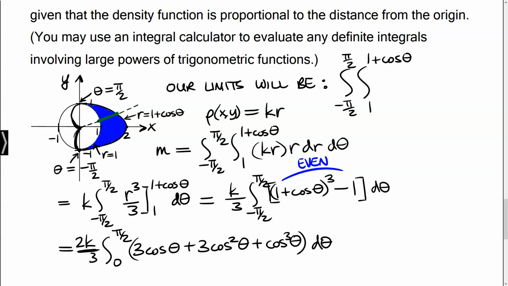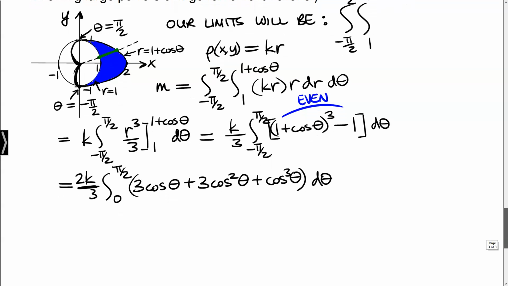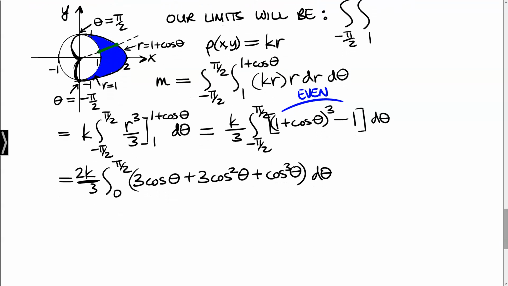Now, this is not impossible to do. Obviously the cosine term, that's not hard. Cosine squared, use an identity. The cosine cubed, if you remember how to do these, you take a cosine squared and change it into 1 minus sine squared. It's just kind of tedious, and it's not really the point of the problem. So we're just going to go ahead and punch this into an integral calculator.